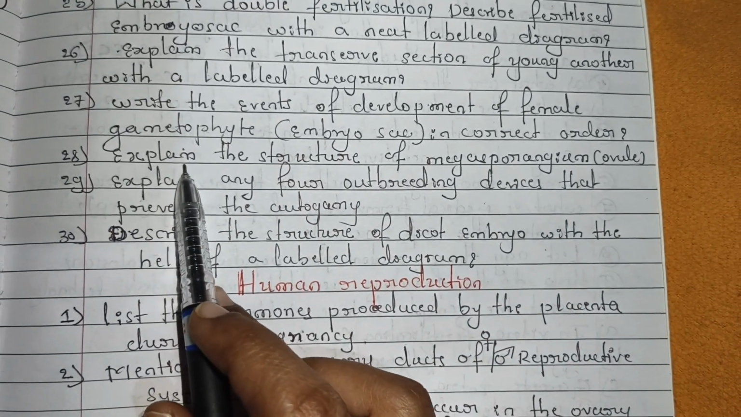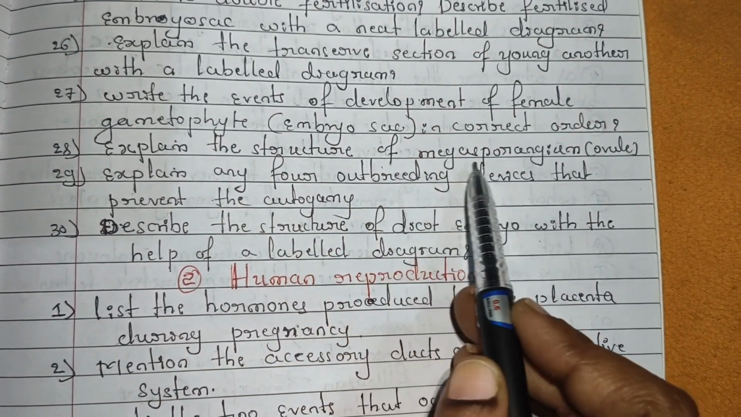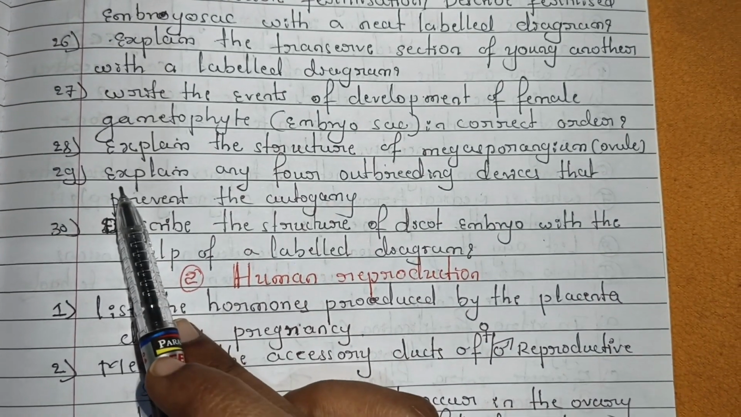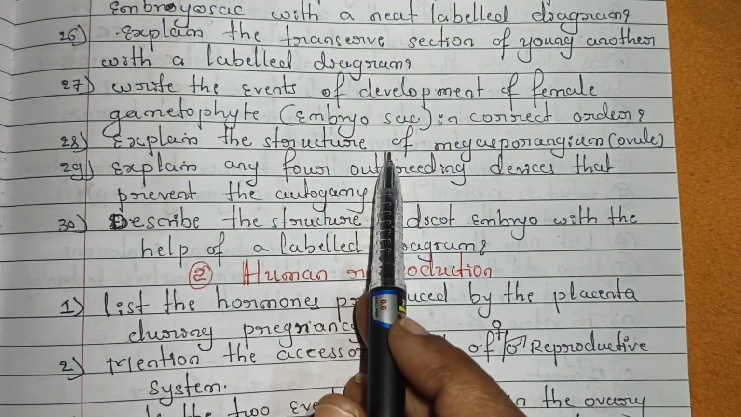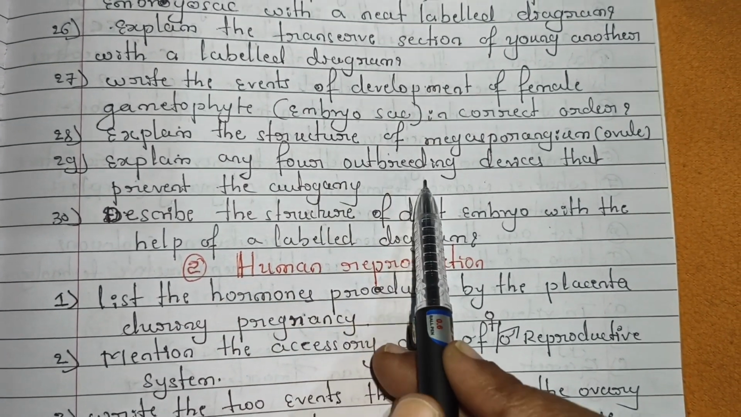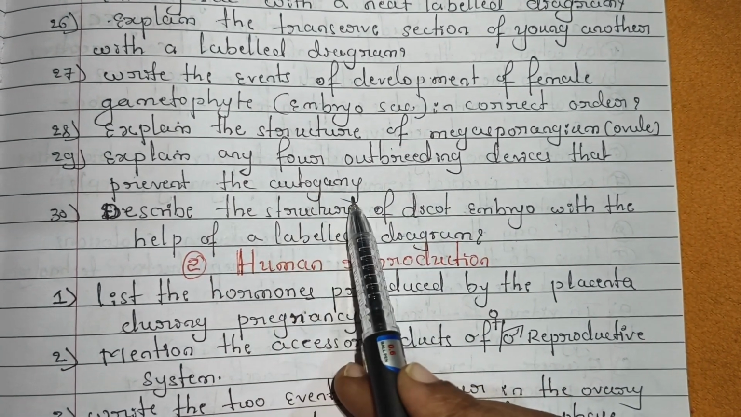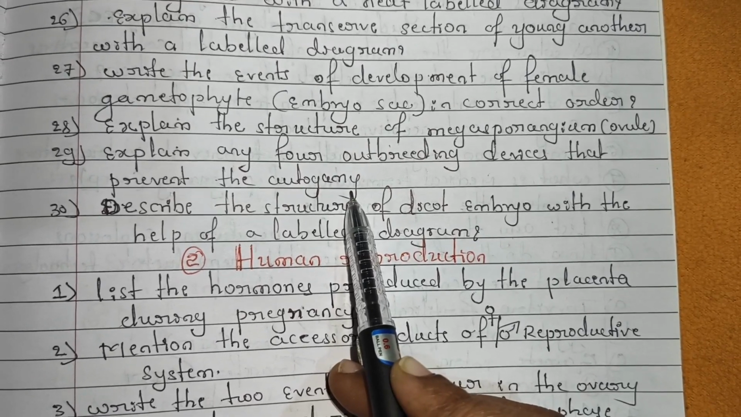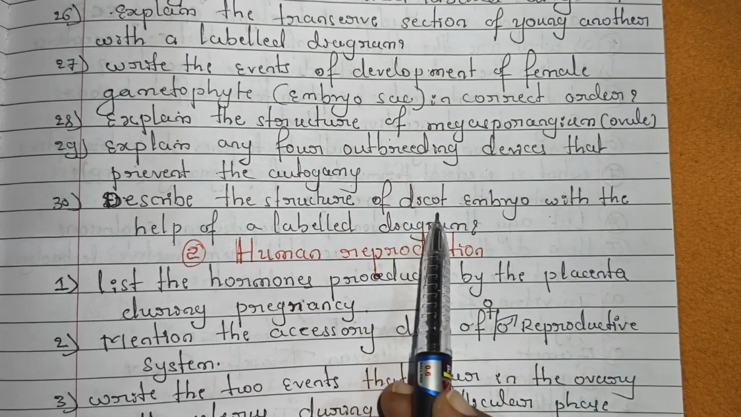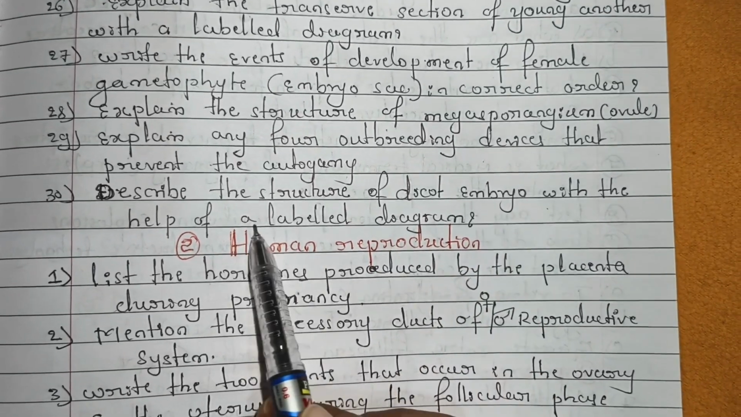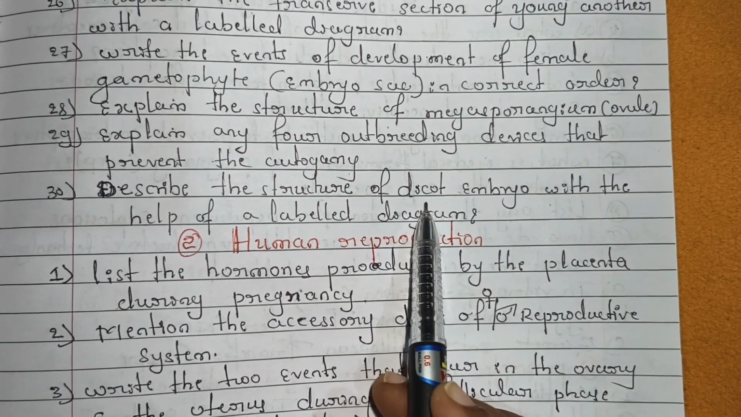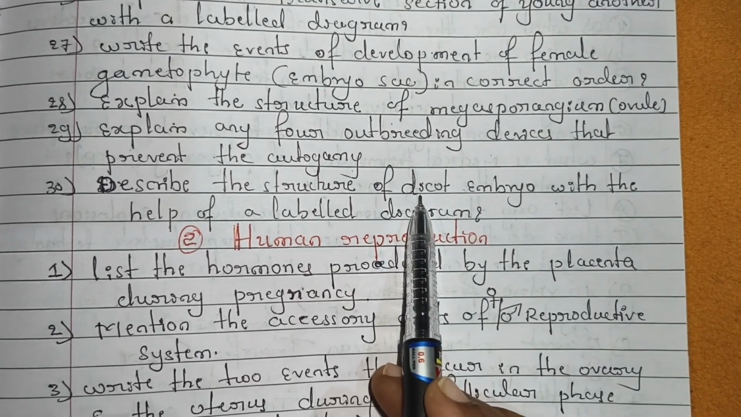And next question: explain the structure of the megasporangium, meaning the ovule. You have to draw the diagram plus write the explanation. And the 29th is: explain any 4 outbreeding devices that prevent autogamy. I think it is also repeated. Next, the 30th question: describe the structure of a dicot embryo with the help of a labeled diagram. You have to draw a dicot embryo and explain it.